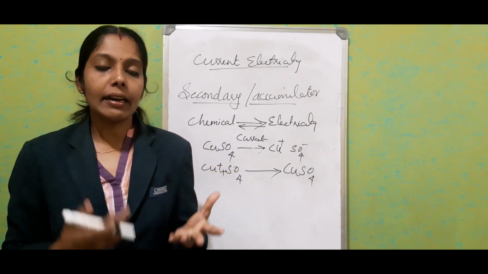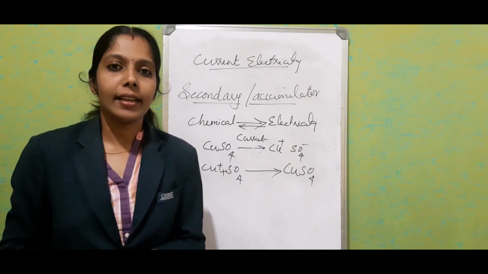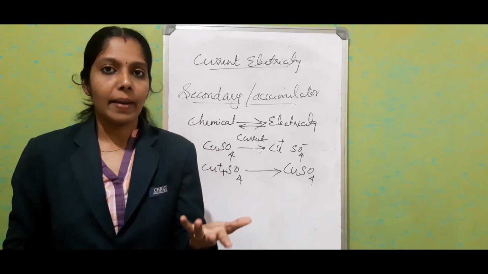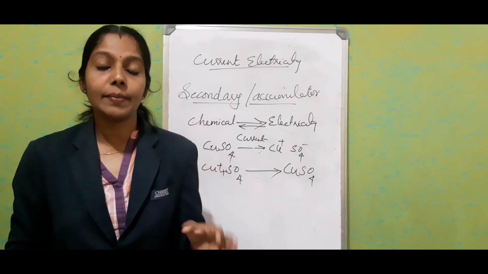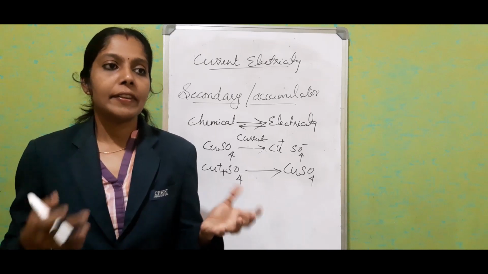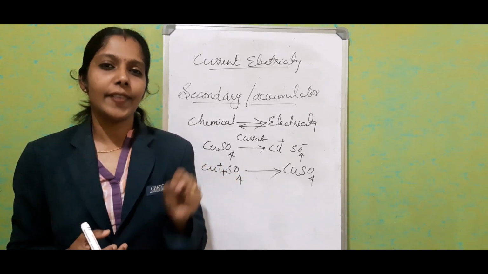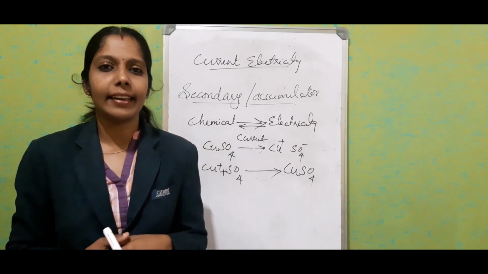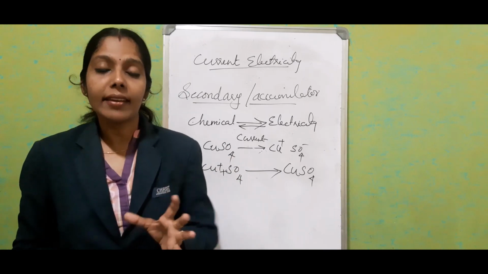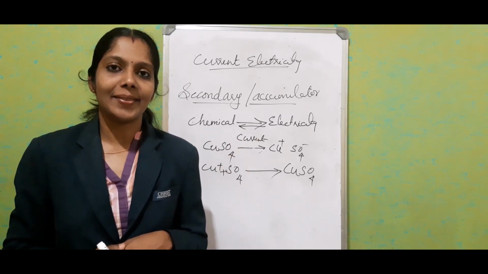When we see the strength of the current production, primary cells always produce weak current. Compared with that, with secondary cells we will get a strong current for a long time. And if you see the internal resistance, for primary cells the internal resistance is very low, and for secondary cells the internal resistance is very high. These are some of the main differences between primary cells and secondary cells.